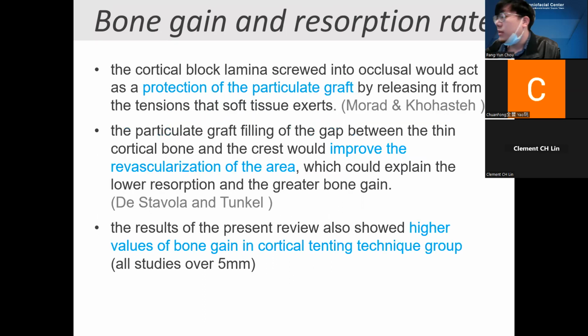The cortical block lamina screwed into the occlusal will act as a protection of the particulate graft by releasing it from tensions that the soft tissue exerts. And the particulate graft in the gap between the thin cortical bone and the crest would improve the revascularization of the area, which explains the lower resorption rate and a greater bone gain. The results of the present review also showed higher values of bone gain in the cortical tenting group.